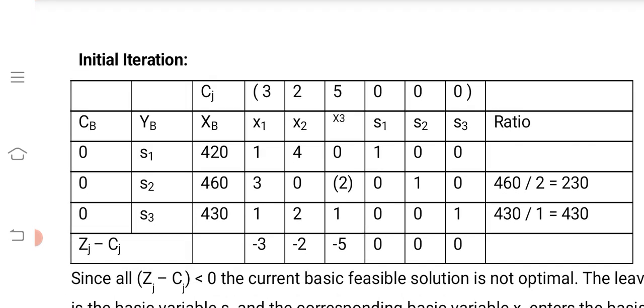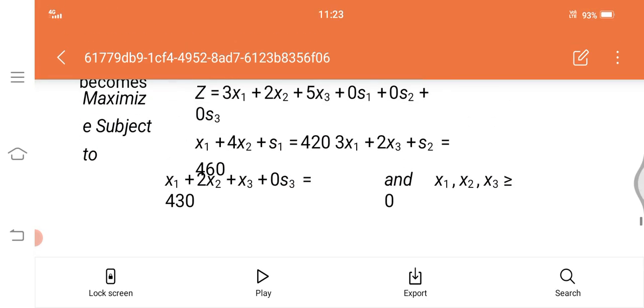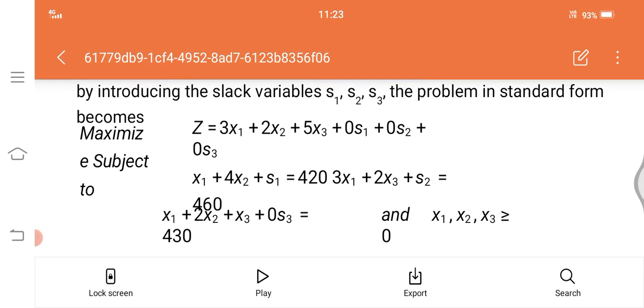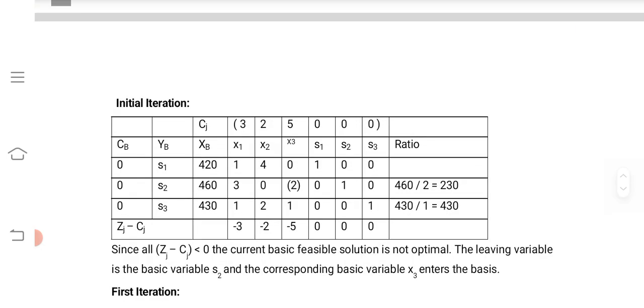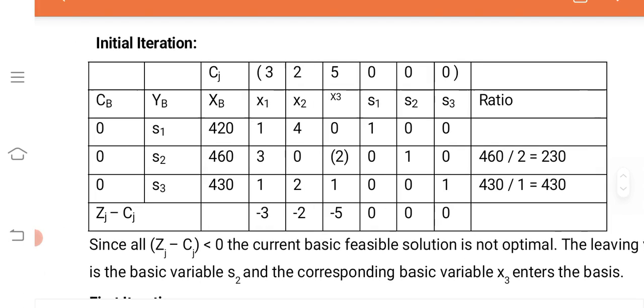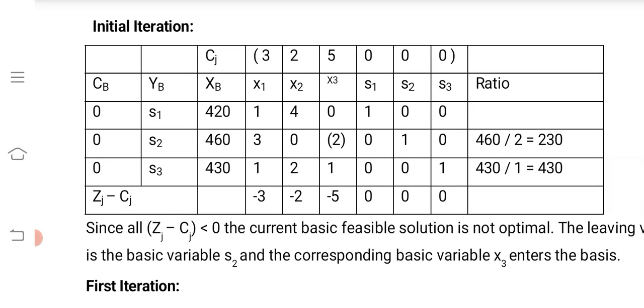In the first initial iteration, the topmost row Cj means the cost value, that is the maximized value. In this problem the maximized value is 3x1 plus 2x2 plus 5x3, and for the three added variables s1, s2, s3 the coefficients are 0. So the cost value is 0. This is only to write the topmost row, the initial iteration Cj.